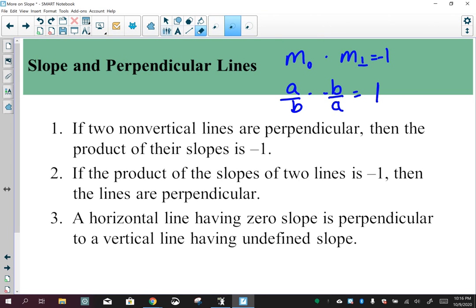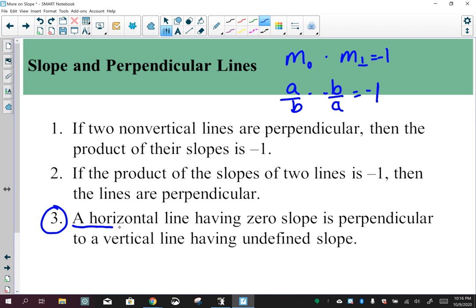So you want to flip and change the sign, and then you're going to do the same thing as you did with the parallel. Now, the key thing here is that you can have the same y-intercept on a perpendicular line. That's absolutely okay. If they have the same y-intercept, that just means they intersect at the y-intercept. So that's kind of an easy thing to look at.